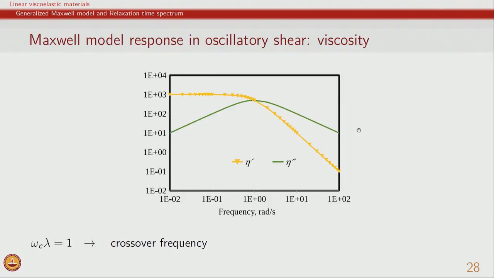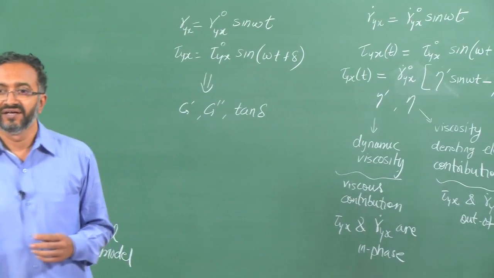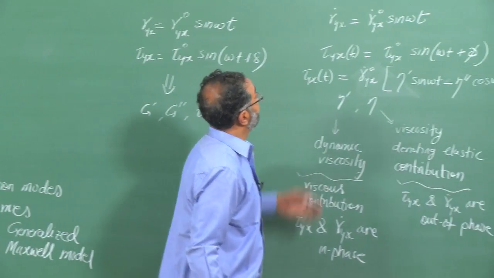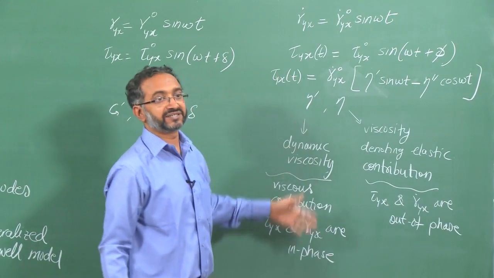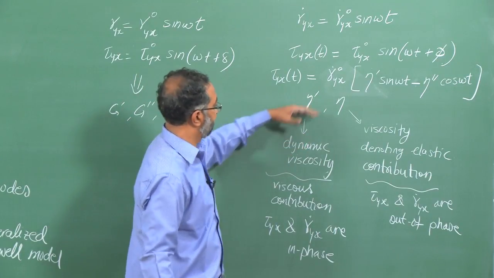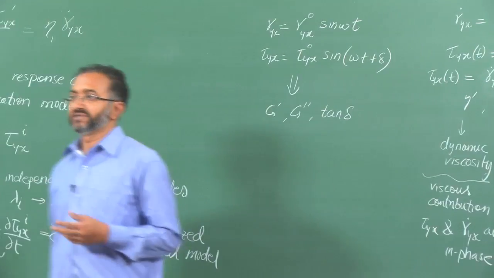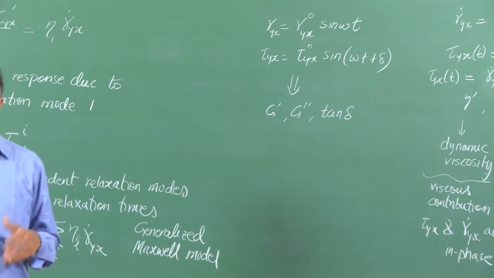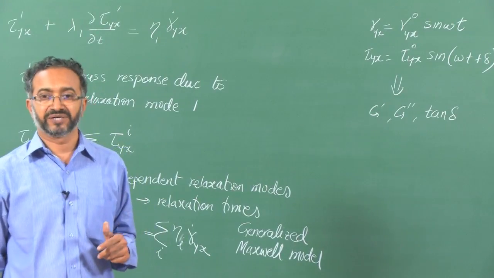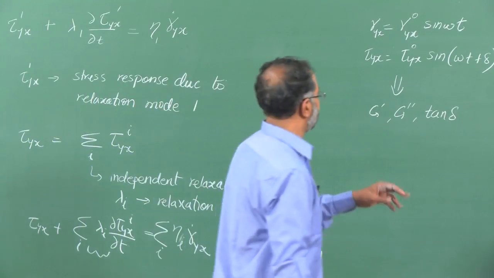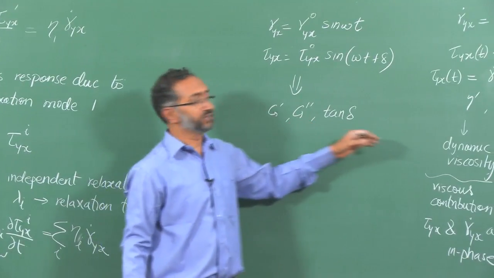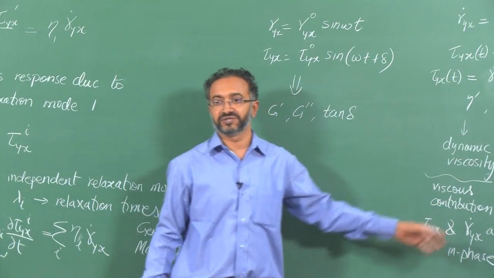So in general, in terms of usage, what we will see is G prime, G double prime is used quite a lot, tan delta, all of these are used quite heavily. When we generally look at the viscosity as a material function from oscillatory shear, most often only the dynamic viscosity is analyzed, because one is interested in looking at the viscous contributions of viscoelastic materials using oscillatory shear. So you can do that of course looking at G double prime also, but you can look at it using dynamic viscosity also.